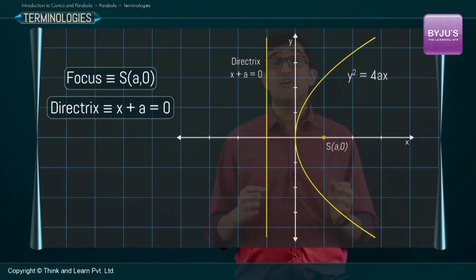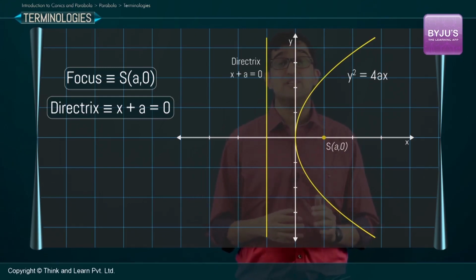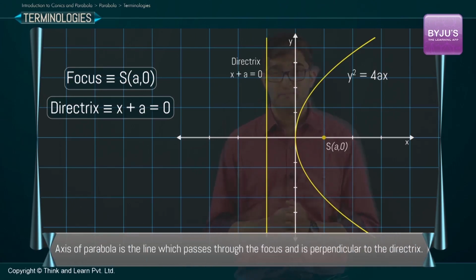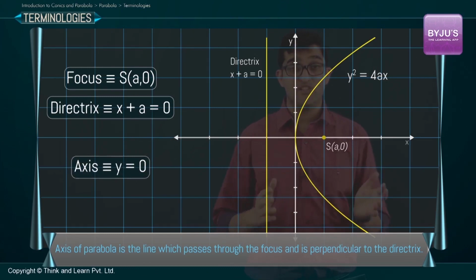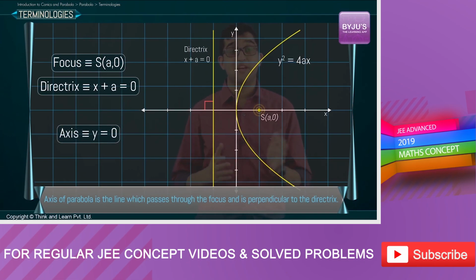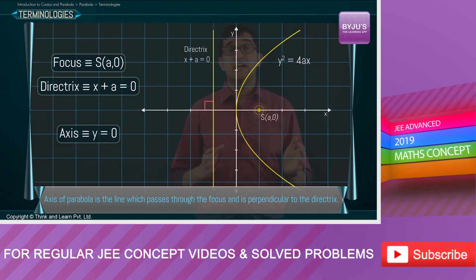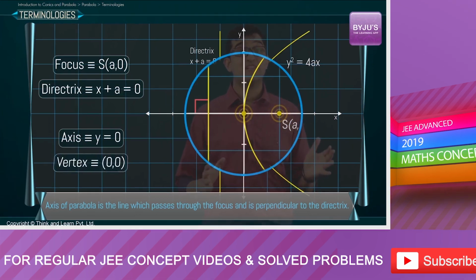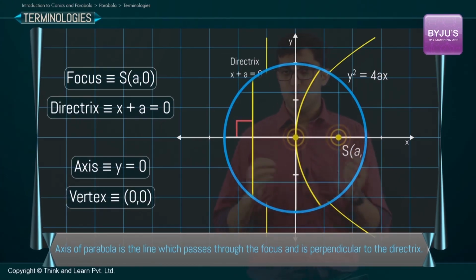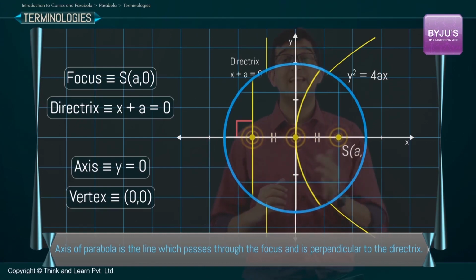We'll now see some important elements and terminologies related to a parabola using a standard parabola. The axis of the parabola is the line which passes through the focus and is perpendicular to the directrix. As you can see, the axis of the parabola y square equal to 4ax is the x-axis. It passes through the focus (a, 0) and is perpendicular to the line x plus a equal to 0. Here, the axis cuts the parabola at the origin. This point is known as the vertex of the parabola y square equal to 4ax. Note that the vertex is the midpoint of the focus and the point of intersection of the directrix and axis.